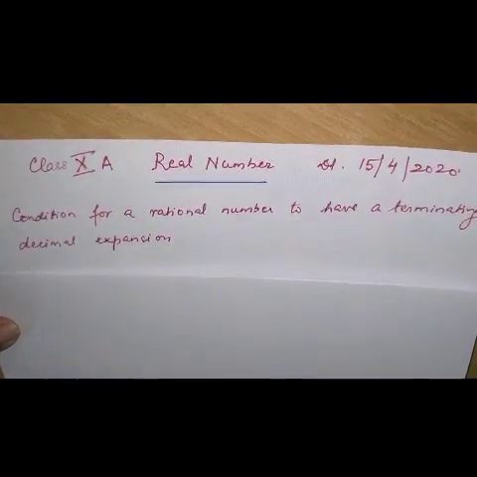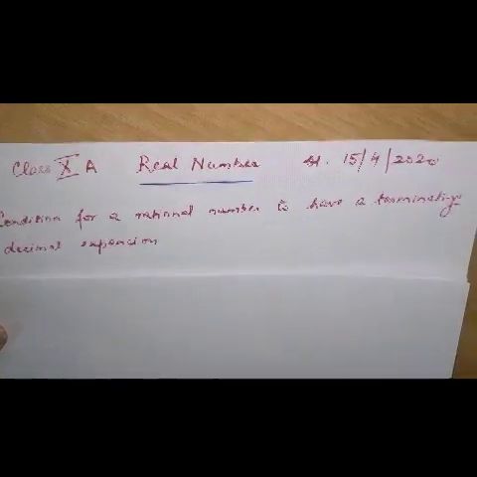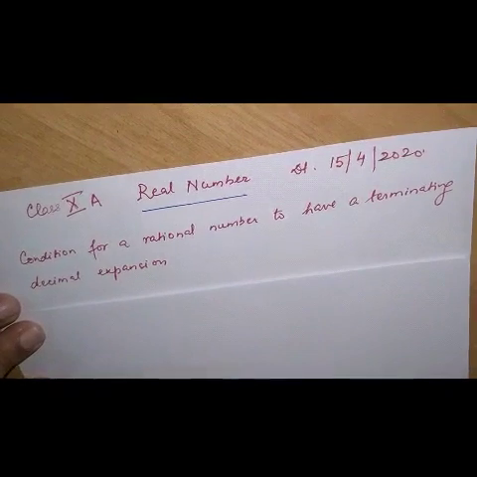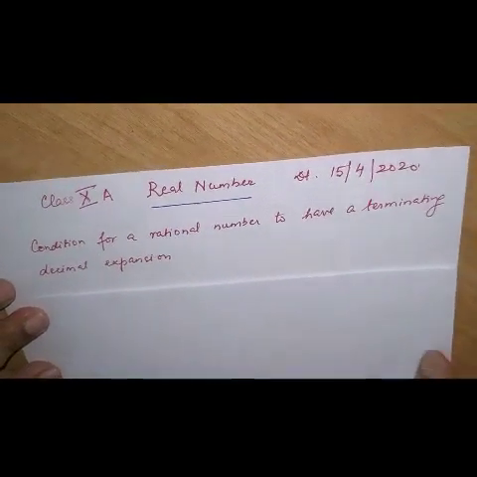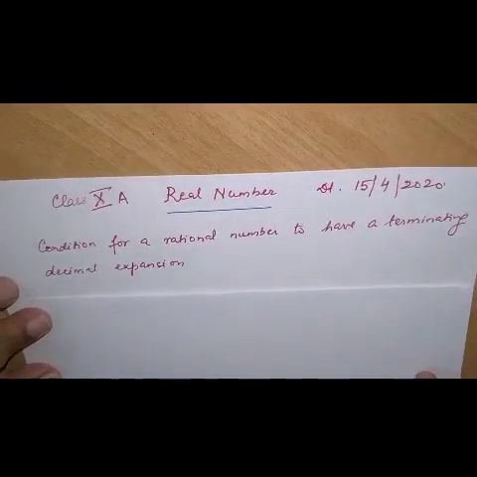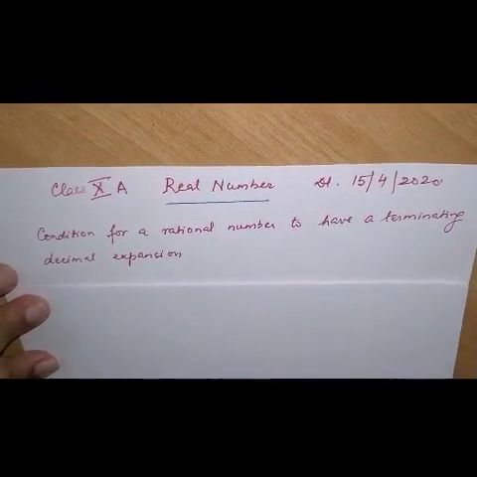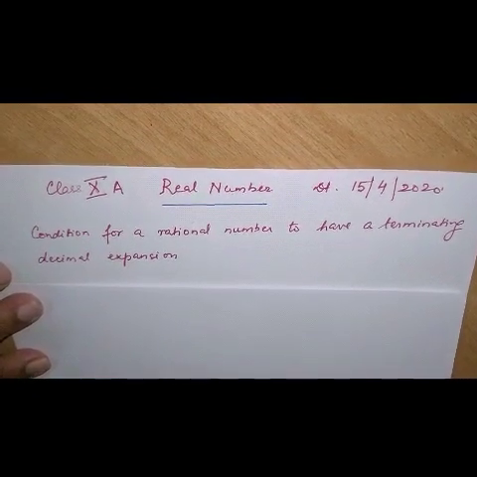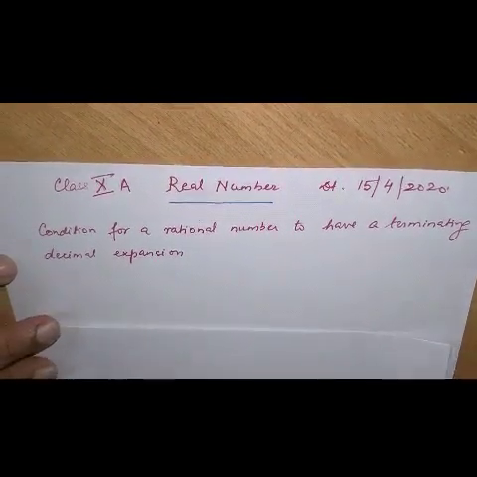There are 2-3 topics which I am going to do today, and after the video I will be giving you the homework separately. The first one is the condition for a rational number to have a terminating decimal expansion. This is in continuation with what we had done in the 9th standard. I'll give you some examples.